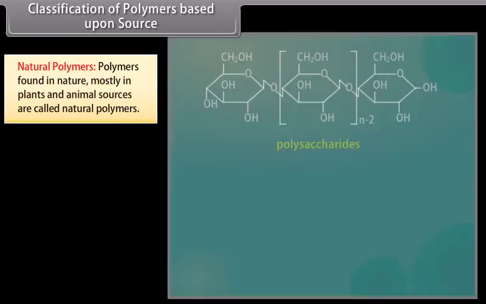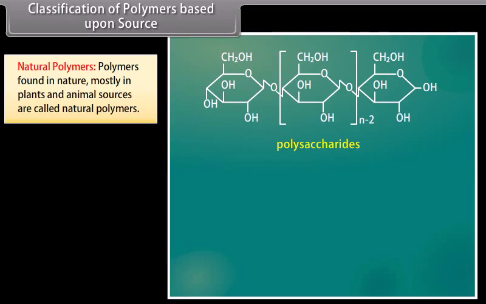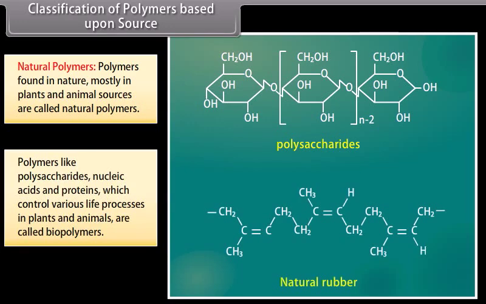Classification of polymers based upon source. Under this type of classification, there are three subcategories. Natural polymers. Polymers found in nature, mostly in plant and animal sources, are called natural polymers. For example, polysaccharides, proteins, nucleic acids, and natural rubber. Polymers like polysaccharides, nucleic acids, and proteins, which control various life processes in plants and animals, are called biopolymers.